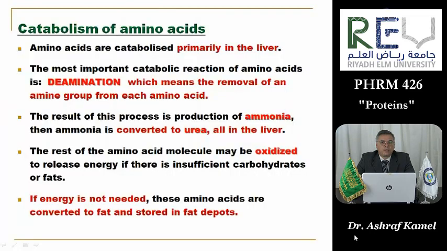Catabolism of amino acids. Amino acids are catabolized primarily in the liver. In the liver, the amino group is removed by a process called deamination. The result of this process is the production of ammonia, which is very toxic and is quickly converted to urea. All this occurs in the liver. Urea circulates in the blood and then goes to the kidney to be excreted in urine.